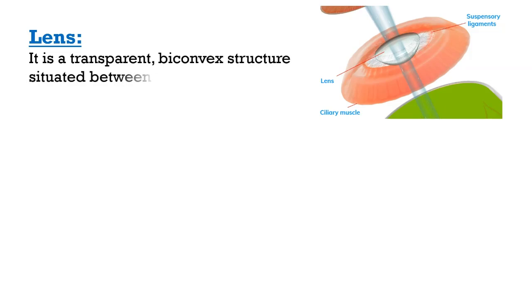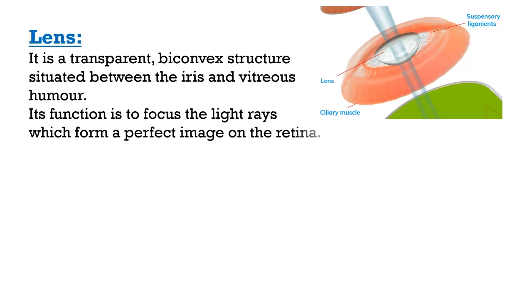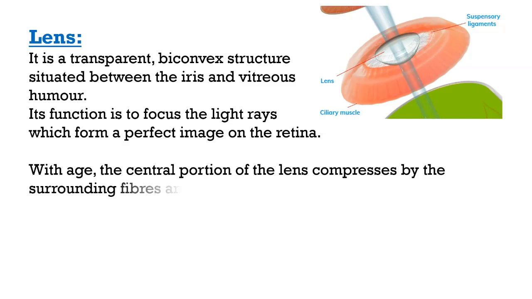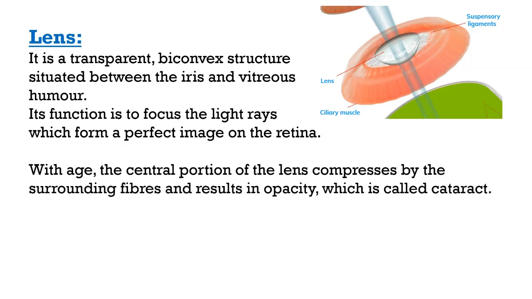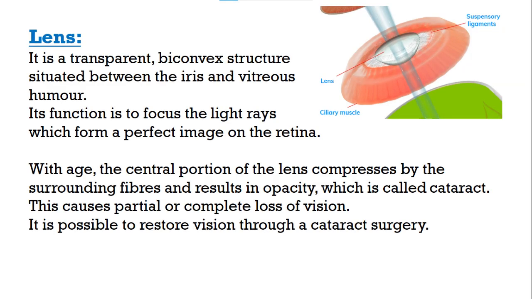Lens. It is a transparent, biconvex structure, situated between the iris and vitreous humor. Its function is to focus the light rays which form a perfect image on the retina. With age, the central portion of the lens is compressed by the surrounding fibers and results in opacity, which is called cataract. This causes partial or complete loss of vision. It is possible to restore vision through cataract surgery.